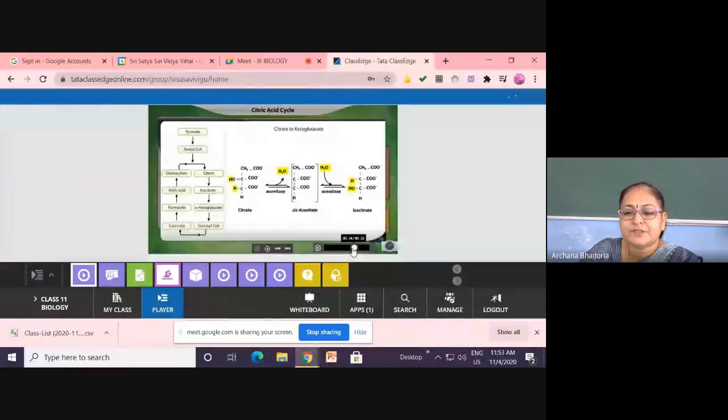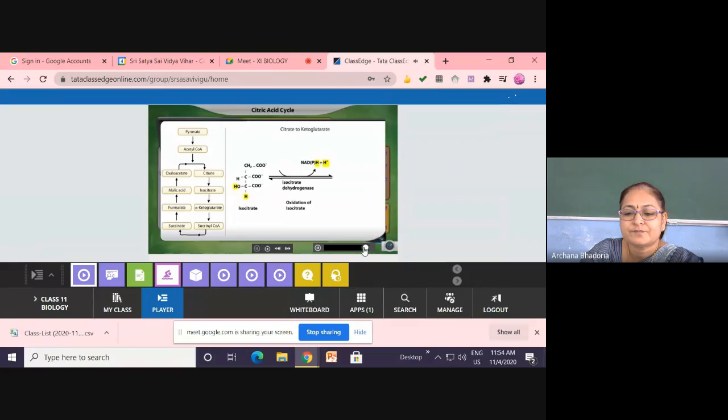Okay. Now the next. It requires a dehydration and a hydration step. Next, isocitrate dehydrogenase decarboxylates the isocitrate to form alpha-ketoglutarate. Now you note down. So here isocitrate is getting converted into alpha-ketoglutarate acid or glutarate. It is the same thing.